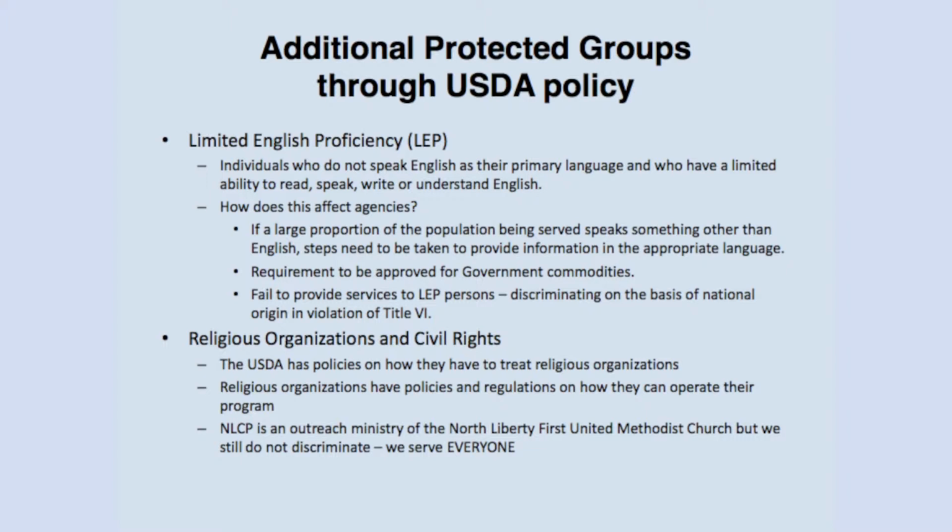A secondary group that is protected through the USDA policy is religious organizations, and this is a protection both in the fact that we are required to provide services to everyone in the community, not just people who are affiliated with the church that we're affiliated with, which we would do anyway, provide services to everyone. But the other part is the USDA cannot discriminate against us even though we are part of an outreach ministry of the church. So it protects individuals and requires that we provide services to everyone, as well as protects the pantry to be able to receive food services through the USDA.